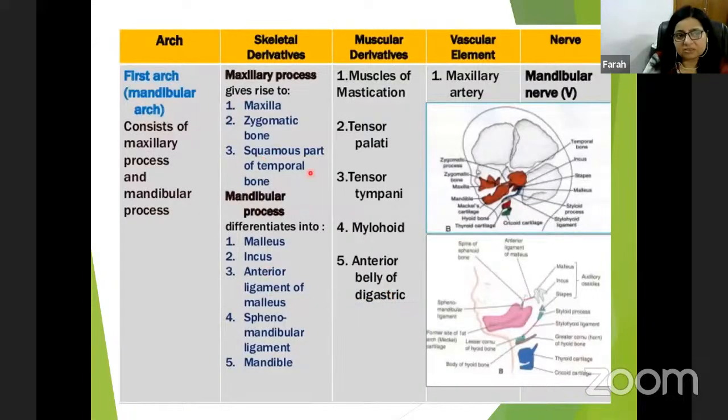First arch की muscles breakup करके यहाँ दिखा दिया है कि bones कौन सी हैं, maxilla, zygomatic, temporal, and the mandibular process which differentiates into malleus, incus, anterior ligament of malleus, sphenomandibular ligament, and the mandible itself. Muscles of mastication, as I've already told you, tensor tympani, tensor palati, along with the mylohyoid and the anterior belly of digastric. The artery of the first arch is basically the maxillary artery, and the nerve is mandibular nerve.